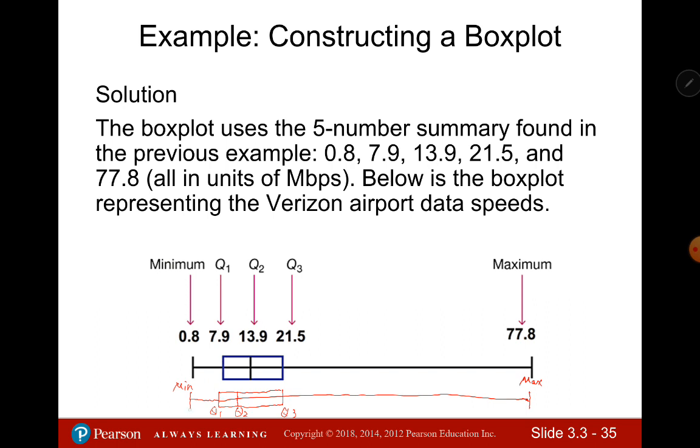The position of the bars is not necessary to be accurate. It's just a sketch, okay? You only need to know it should be from minimum to maximum, and this is the box from Q1 to Q3, and we have Q2 inside the box. But the most important part is we need to list the 5-number summary first.